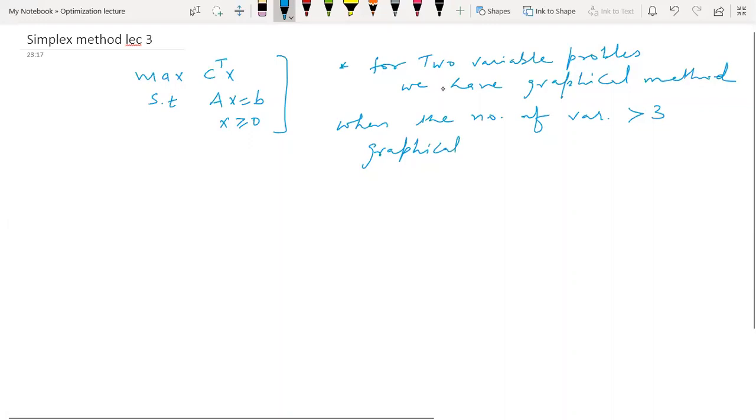Even for 3, if the variables are 3, we are in 3-dimensional space, so the graphical method is a little difficult to apply. But when the variables are strictly greater than 3, I mean we are in 4-dimensional space, so we cannot actually see what things are happening. So the graphical method does not work when the variables are greater than 3. Then what we had was the simplex method.